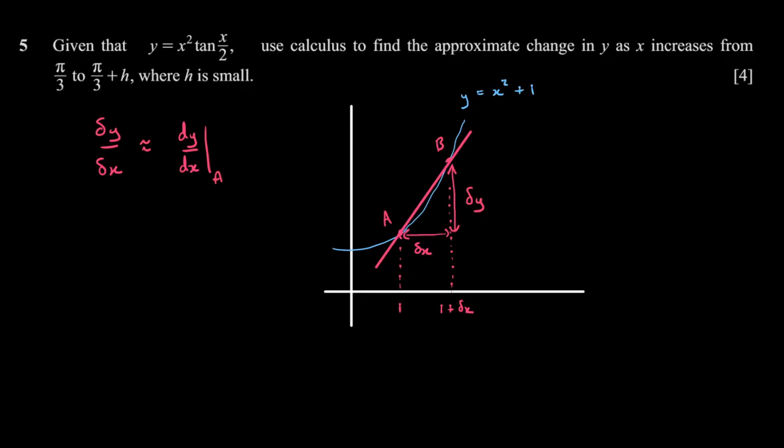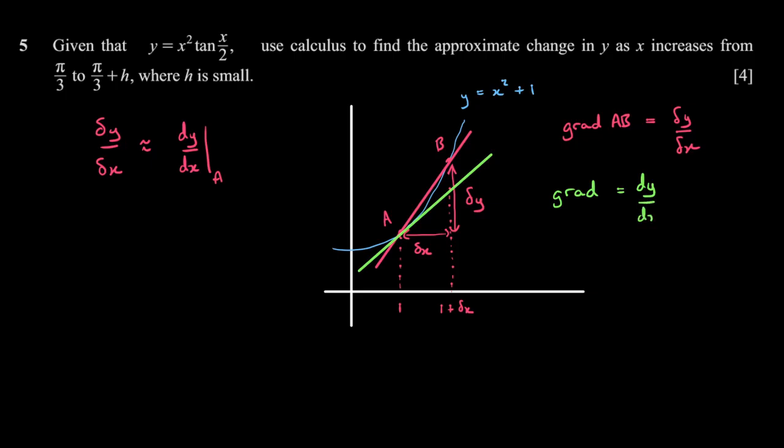So I'll write that there, the gradient of AB is going to be equal to delta y divided by delta x. Okay then, we could also imagine drawing another line, which is the tangent to the graph at the point A, right? So that green line there is the tangent to the curve at the point A. The gradient of that green line is going to be equal to dy dx, right?